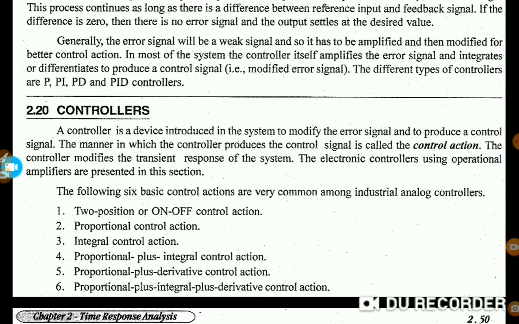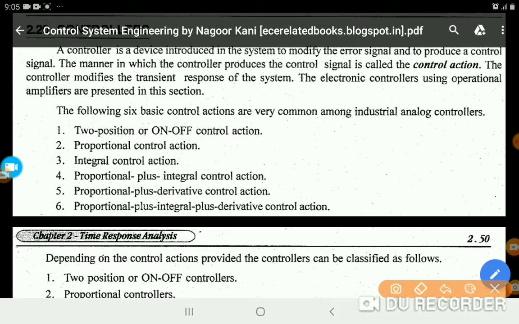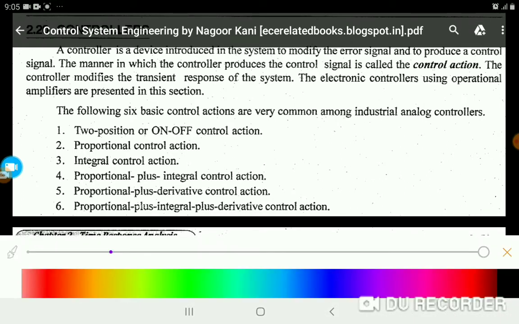In this video, we are going to see the last topic in our second unit, the controller. The controller is a device which is used to modify the error signal and produce the control signal. The manner in which the controller produces the control signal is called control action.